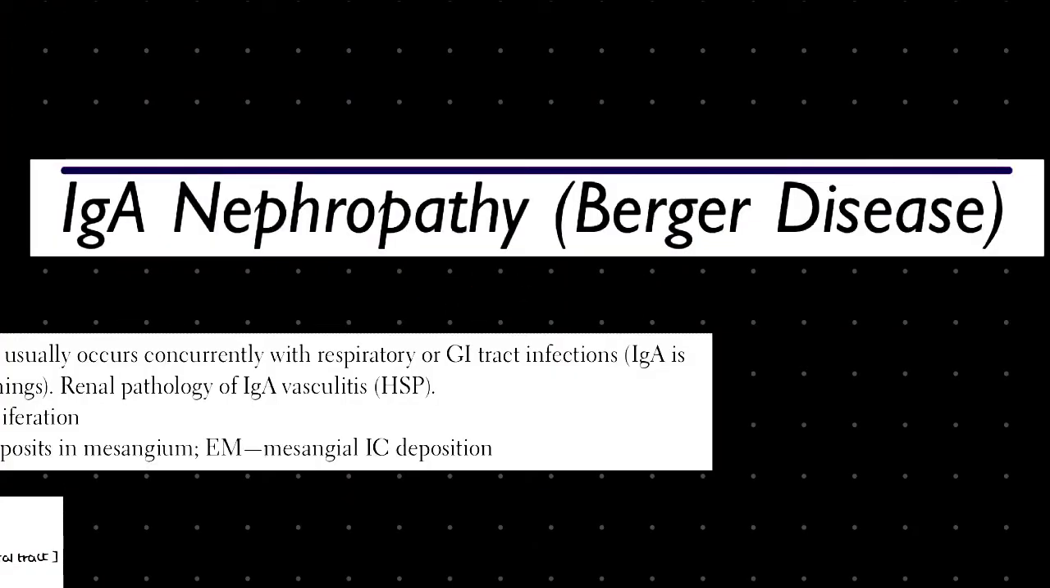The topic of discussion that we'll be dealing with right now is IgA nephropathy or Berger's disease. Now, these both are the same thing. Why it is called IgA nephropathy, we'll be dealing with shortly.